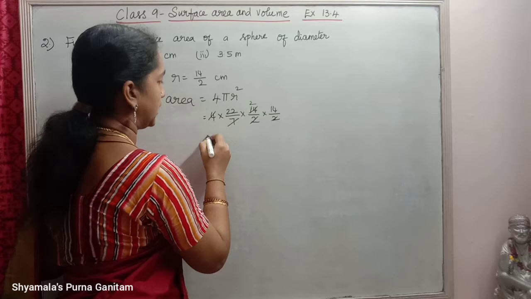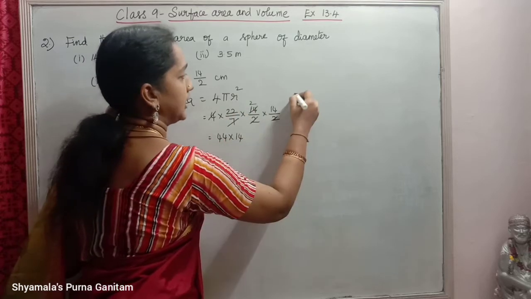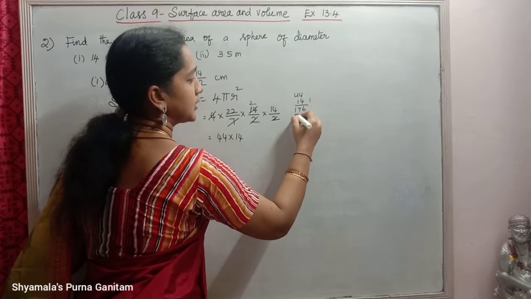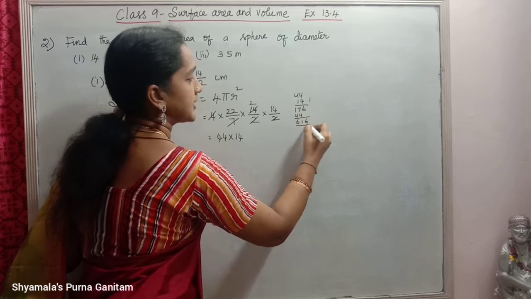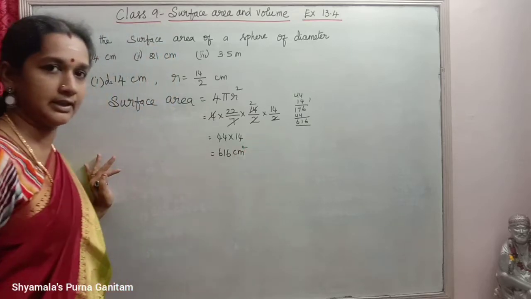7 2s are 14. So 22 into 2 is 44. 44 into 14. 4 4s are 16. So 616 centimeter square. That's all.